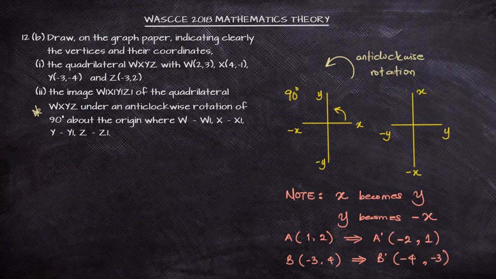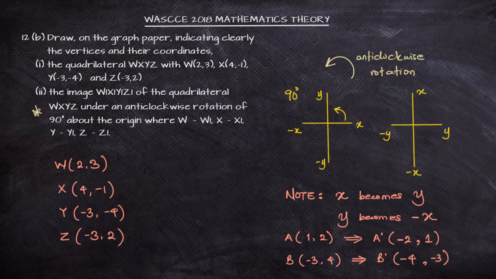So let's bring in our graph paper again. Okay, before we do that, now let's say for these values that we are given, w, x, y, and z. Now the W1 that had been rotated, I mean, now x will become y, x is now 2, y will become minus x, that is minus 3. The X1 that is rotated, now x becomes y, then y becomes minus x, that will be minus 1, which is 1.